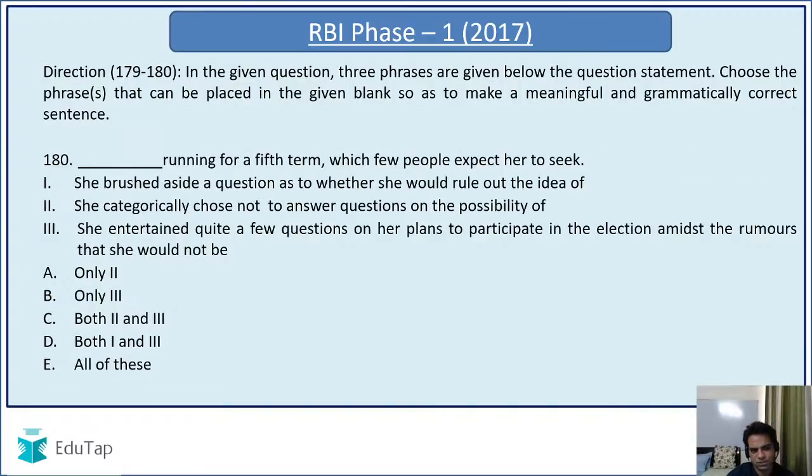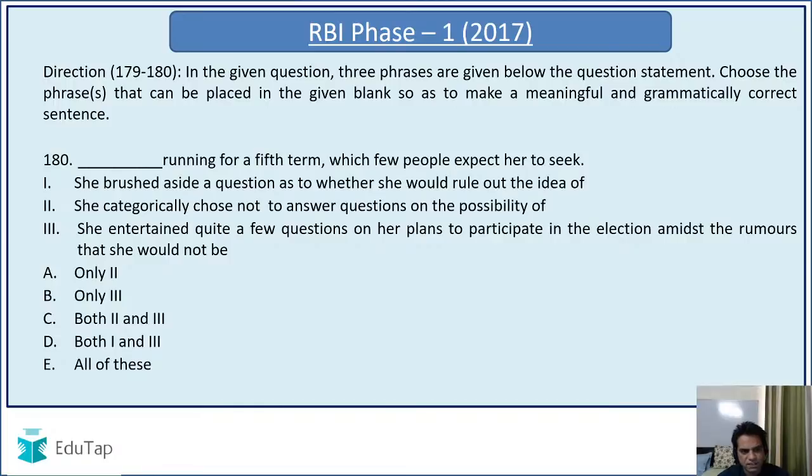All right, guys. Next question. Dash running for a fifth term, which few people expect her to seek. Now, he is given a blank at the beginning of the sentence. The options are: she brushed aside a question as to whether she would rule out the idea of running for a fifth term. She categorically chose not to answer questions on the possibility of running for a fifth term, which few people expect her to seek.